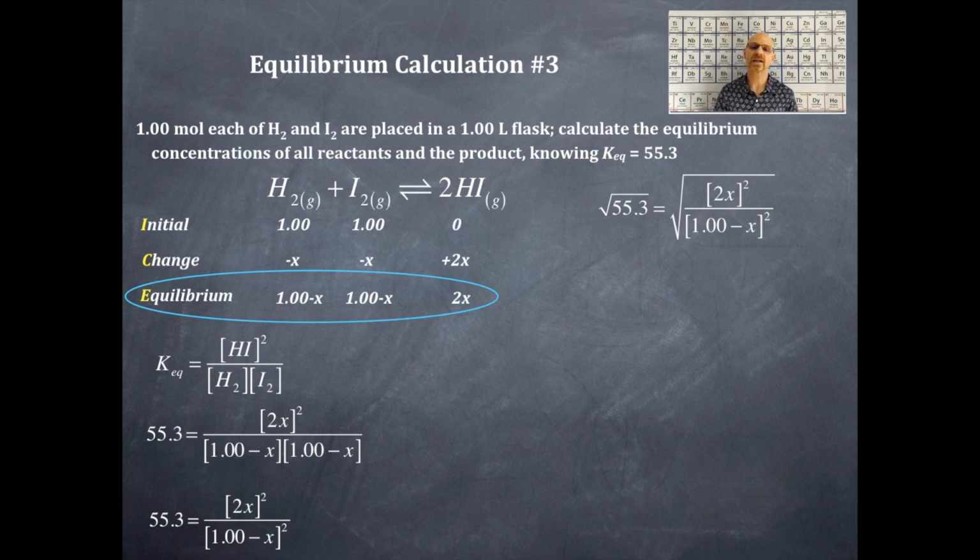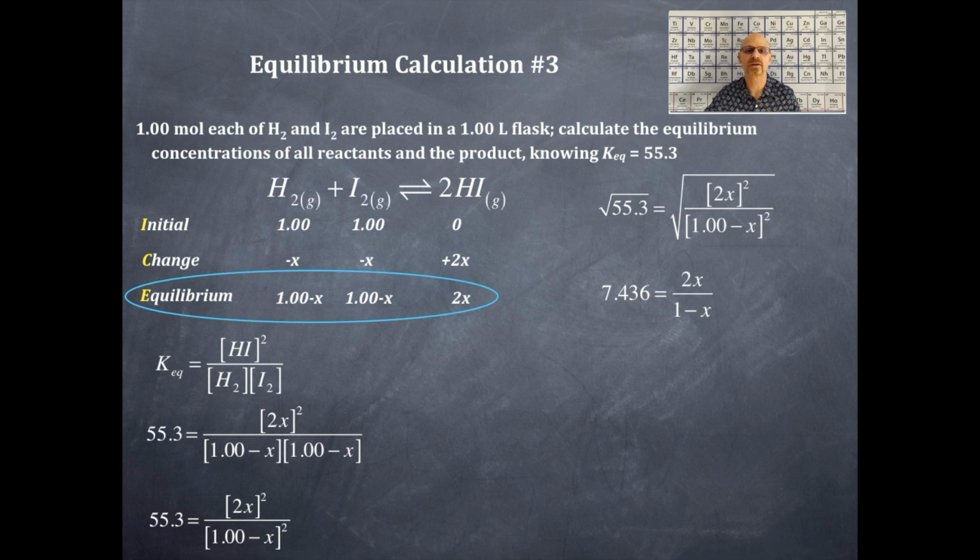What that effectively does is on the right-hand side get rid of the squared terms, and I'm just going to have the 2x in the numerator, the 1 minus x in the denominator, and then whatever the value is for the 55.3, the square root of that. So here are those values right here. So the square root of 55.3 is 7.436. That's going to equal 2x divided by the 1 minus x.